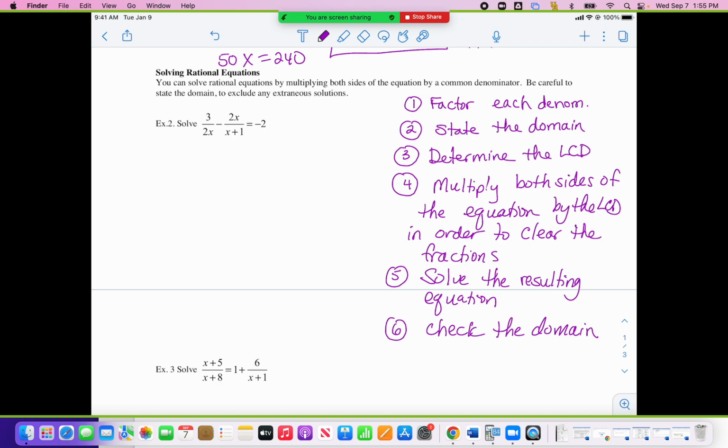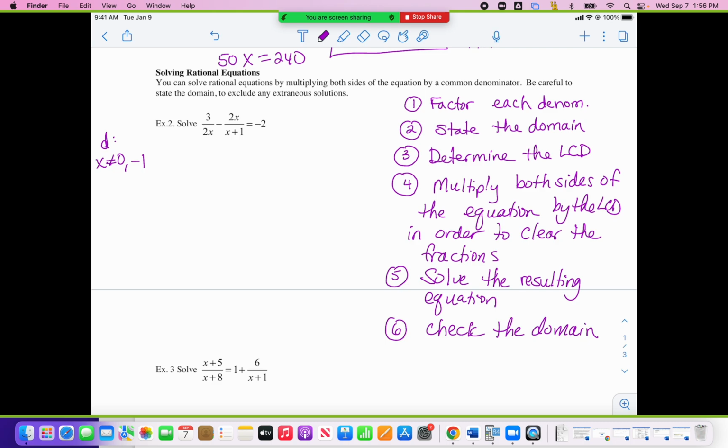So we're gonna do 2 examples here, and we're gonna go through the 6 steps both times. And then you have these in your notes to use to help yourself. So step 1 is factor each denominator. In example 2, there's no factoring. Okay, check. Step 2, state the domain. Well, what are the values that would make me divide by 0? 0 and -1.